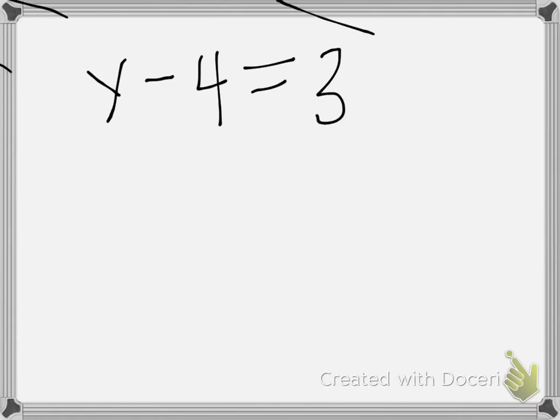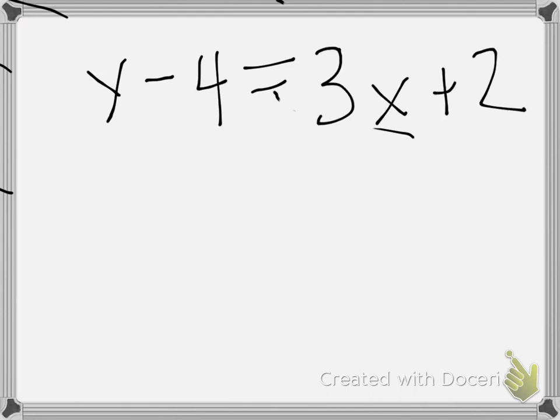Now, what if they tried to trick us and give us something like this? y minus 4 equals 3x plus 2. Sorry, I got my lines all over the place.